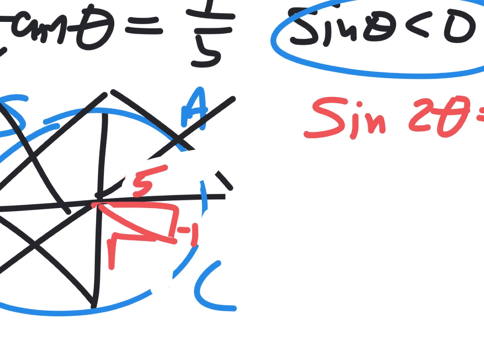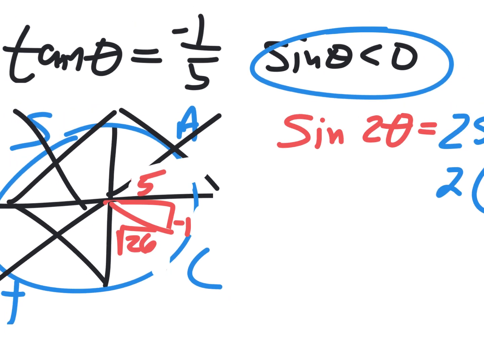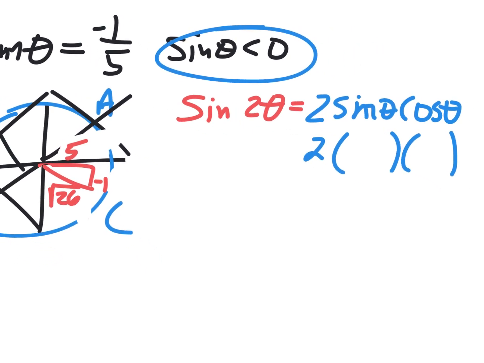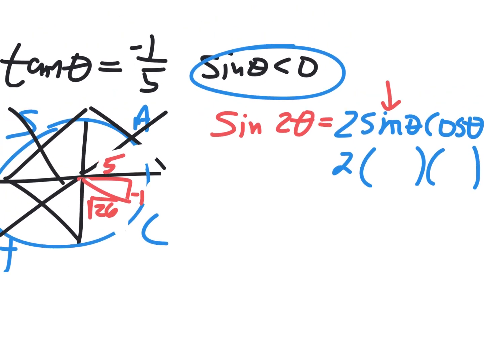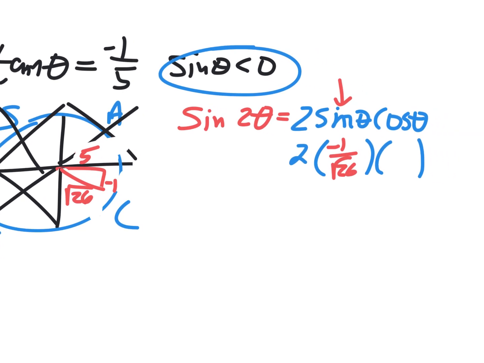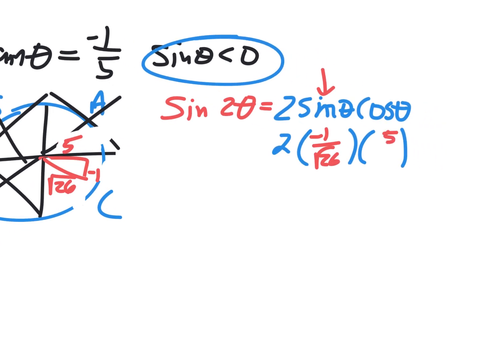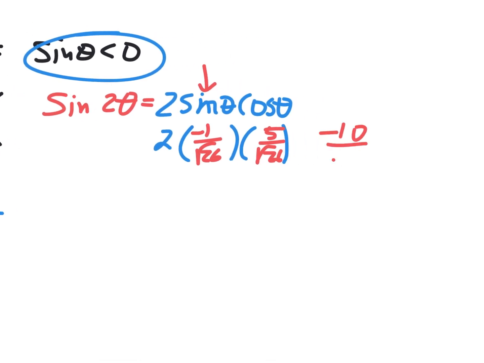Okay, so then we go square root of, and 25 and 1, and this time you add them, so it's 26. Okay, so there, square root of 26. Now, to get this part, I need sine of theta. So sine is opposite over hypotenuse, and that one was -1 over root 26. Cosine is 5 over root 26. Final answer, -10 over 26 simplifies down to -5 over 13.